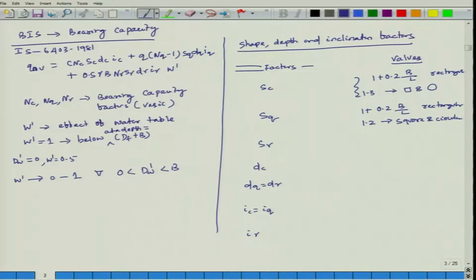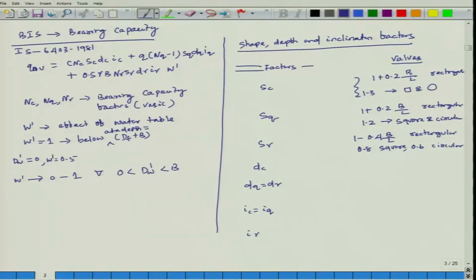Similarly, the shape factor S gamma proposed by the Bureau of Indian Standards is 1 minus 0.4 B by L for rectangular, then 0.8 for square and 0.6 for circular.